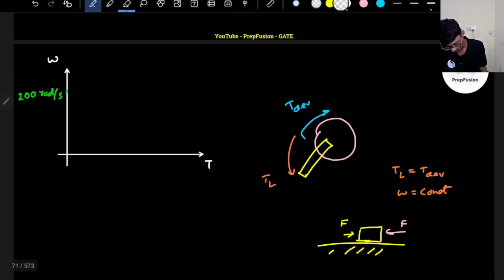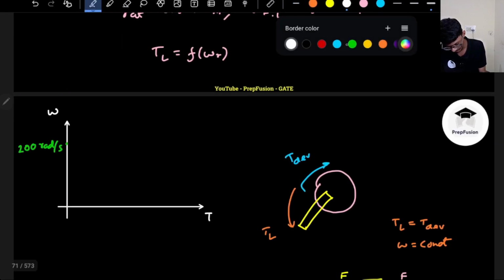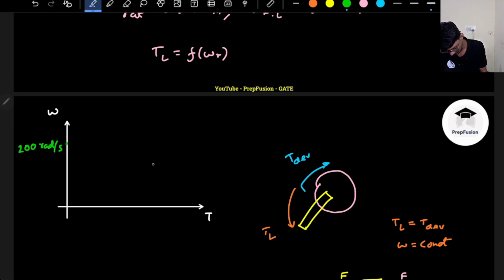Now if I keep on increasing the torque, what will happen? The speed will reduce, and it will reduce to 180 radian per second, right? It will reduce to here, 180 radian per second. Okay. And it will be a linear graph, right?